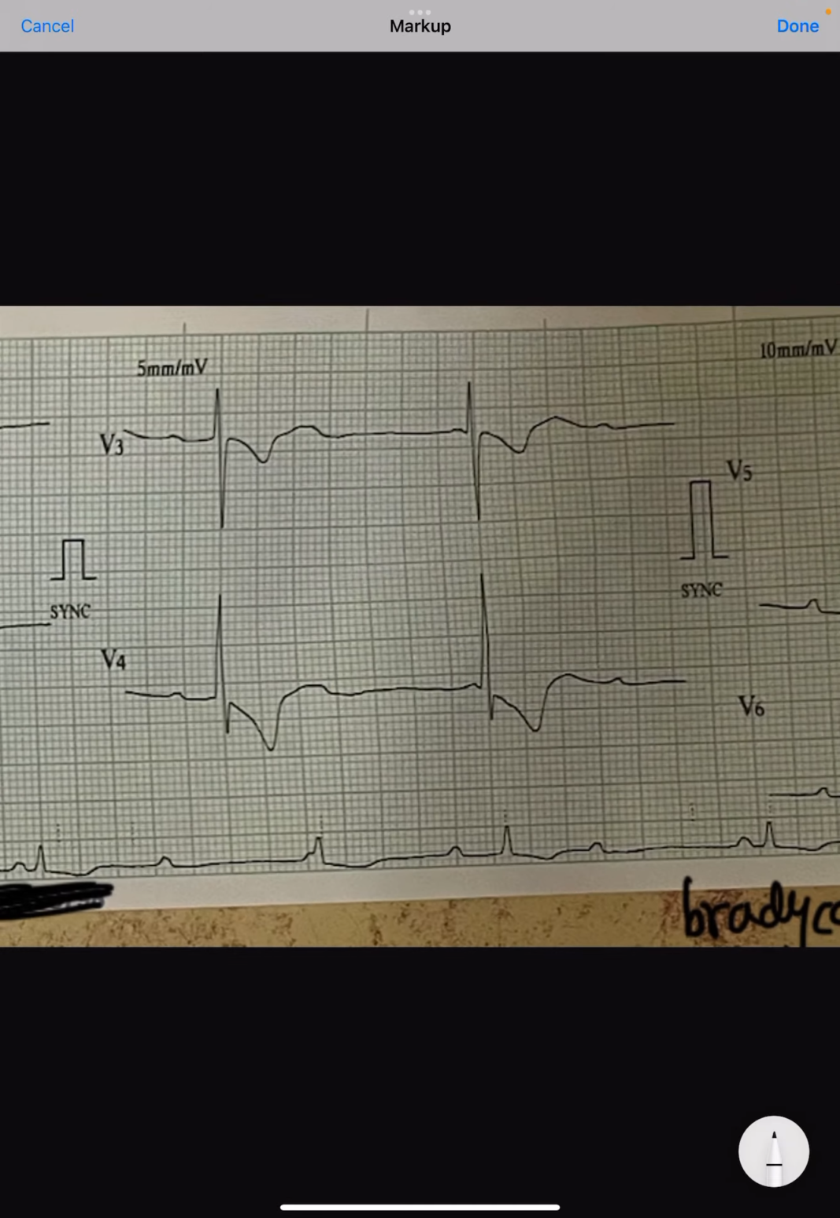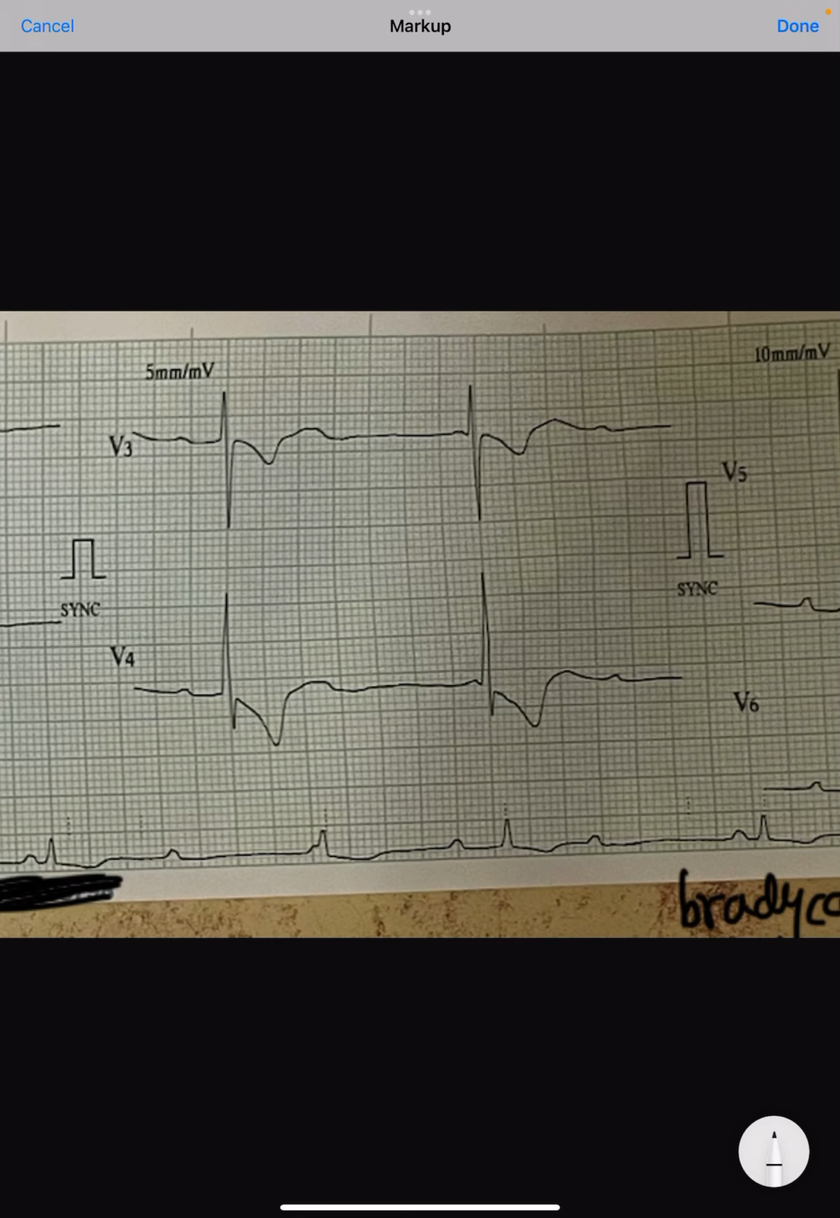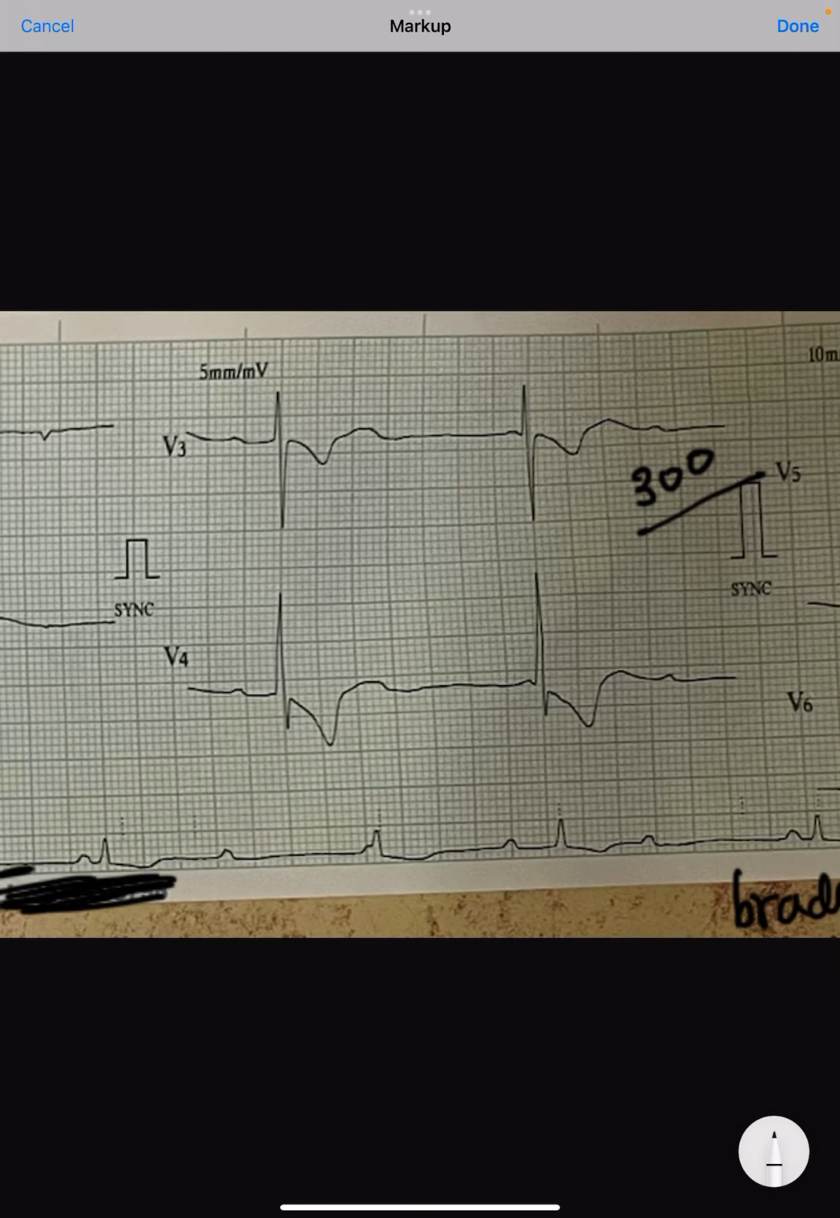To exactly calculate the heart rate, there is a simple formula: 300 divided by the number of large squares. So this is the R wave tip. This is one large square, this is the second, third, fourth, fifth, sixth and seventh. So there are exactly seven large squares. So the heart rate is around 42 to 44. So the heart rate is around 44.